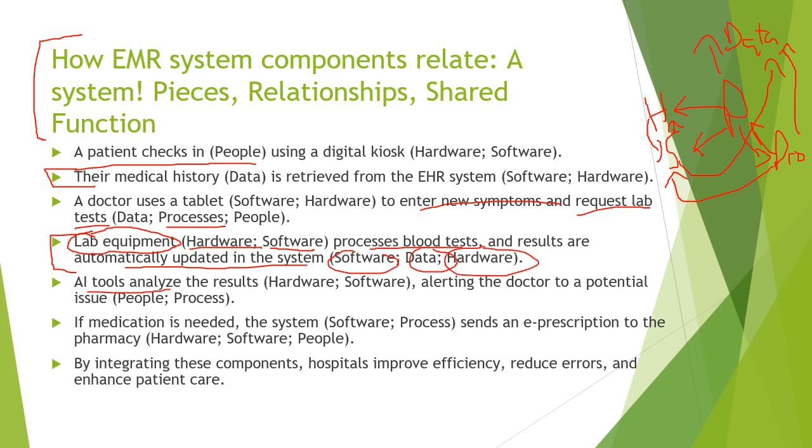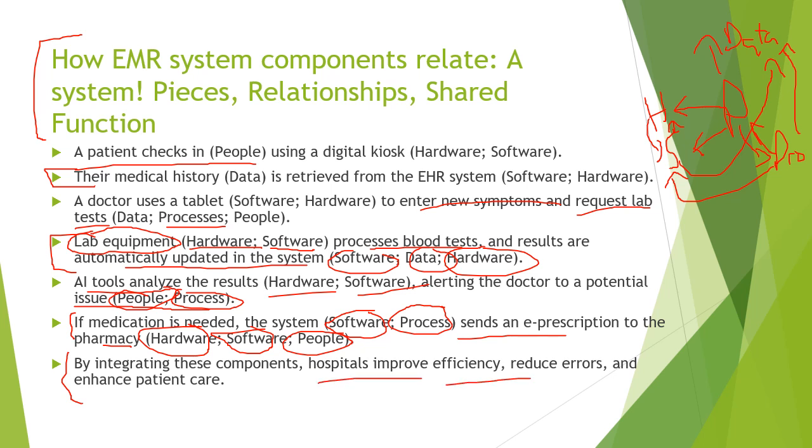You have AI tools potentially that analyze the results, alerting the doctor to a potential issue. So this relates to the people and the different processes. The data needs to go to the doctor. If a medication is needed, the system sends a prescription to the pharmacy. So you have different people here, different software for the pharmacy, different hardware going on at the hospital and the pharmacy, and then the software level for the prescription, and then who gets access to that data. And then you integrate all of these components. Hospitals try to improve efficiency, reduce healthcare errors, and overall enhance patient outcomes and patient care.